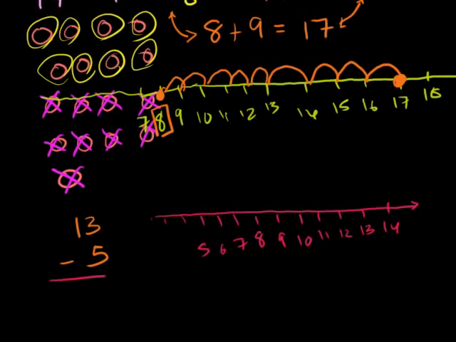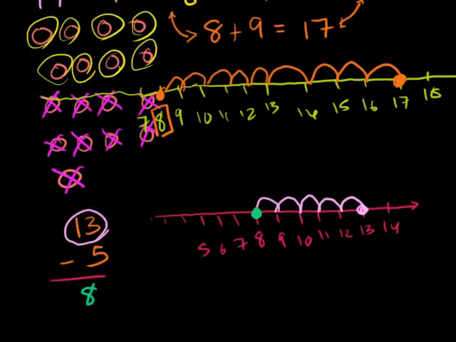But we start at 13. We're starting at 13, and we're going to take 5 away from it. So this is the subtraction view of subtraction. We're taking away 1, 2, 3, 4, 5. And we land at 8. So 13 minus 5, let me do this in a new color, 13 minus 5 is equal to 8.